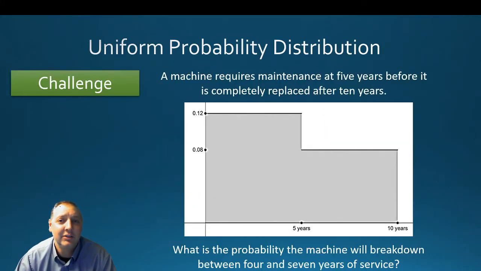Now here's a challenge. A machine requires maintenance at 5 years before it is completely replaced after 10 years. What is the probability that the machine will break down somewhere between 4 and 7 years of service? So I'll do this one at the end, but go ahead and think about it. Pause the video if you want to try it out.